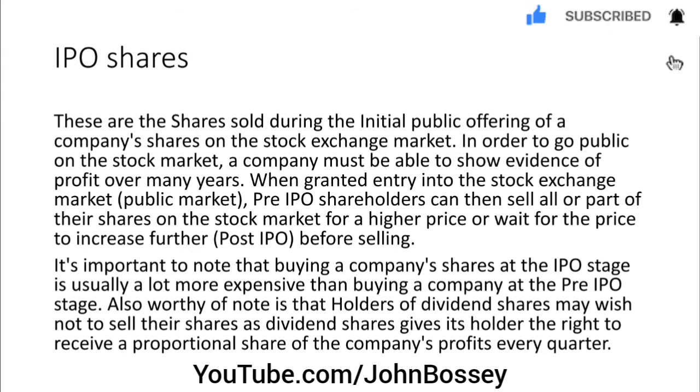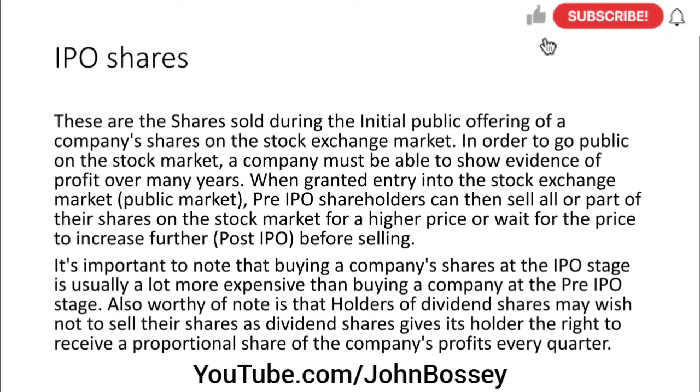IPO shares are sold during the initial public offering of a company's shares on the stock exchange market. In order for a company to go public on the stock market, they must be able to show evidence of profit over a number of years. Now, when they are granted entry into the stock exchange market, the pre-IPO shareholders, those who have already bought pre-IPO shares, can then sell their shares, either all or part of the shares that they bought, on the stock market for a higher price, or they can wait for the price to increase further before they sell.